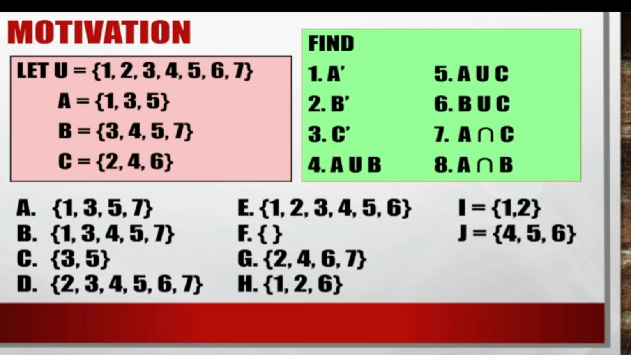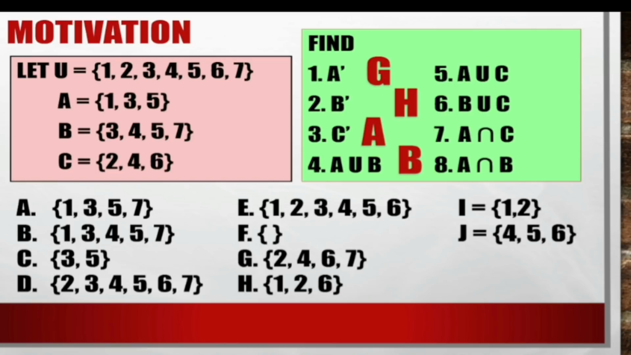For number 1, A prime or A complement, the answer is letter G. For number 2, we have B prime or B complement, the answer here is letter H. For number 3, we have C prime or that is C complement, the answer is letter A. Number 4, we have A union B, the answer is B.